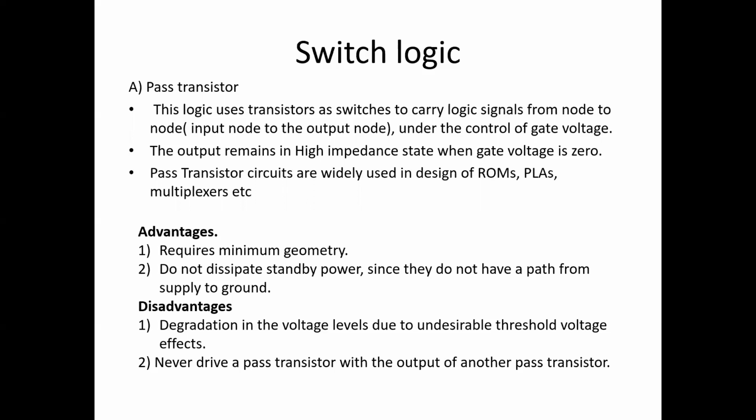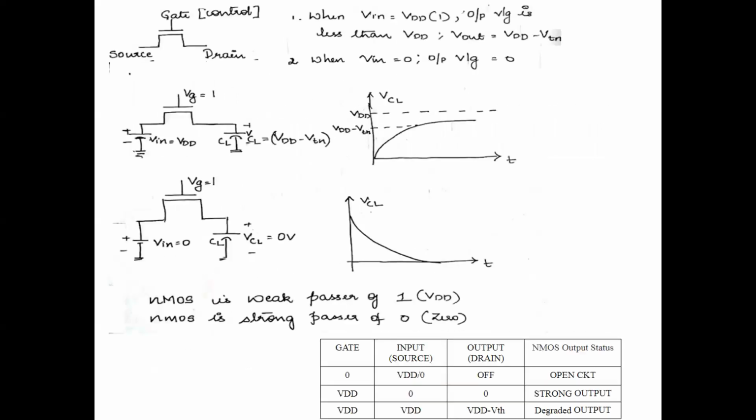And you cannot drive another pass transistor using a pass transistor. A second pass transistor cannot be driven using a first transistor. Never drive a pass transistor with the output of another pass transistor. These are the major disadvantages. Coming to the pass transistor, this is called the N pass transistor. What we have here is the N pass transistor.